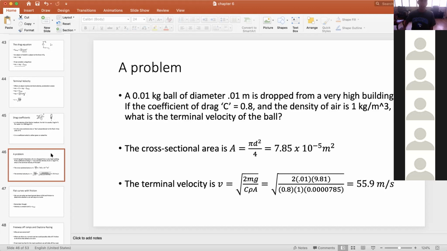But this ball, I'm going to say, has a diameter of 1 centimeter, and it has a mass of 10 grams, 0.01 kilograms. The coefficient of drag is 0.8. The density of air is 1 kilogram per meter cubed. What is the terminal velocity?